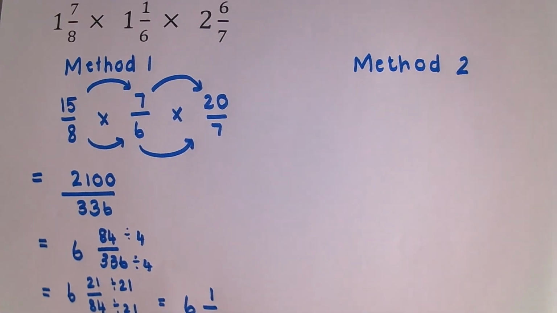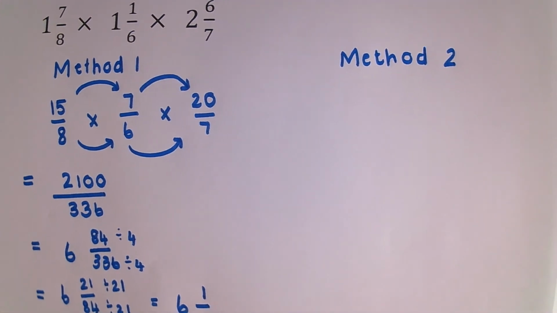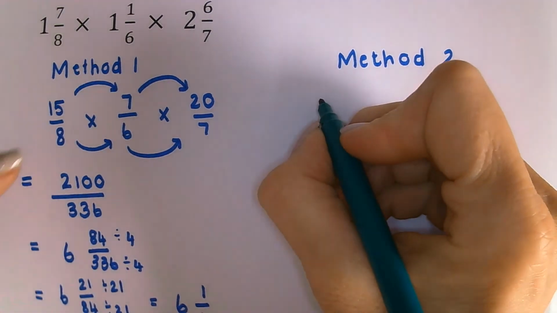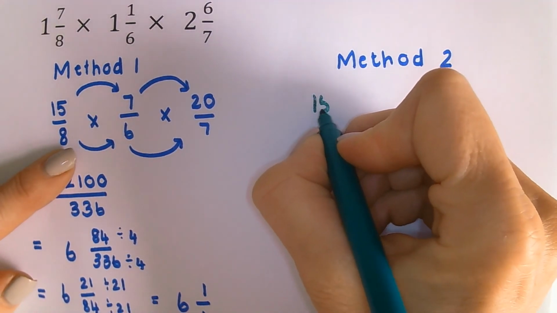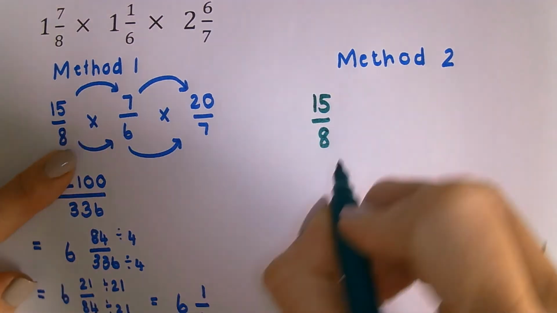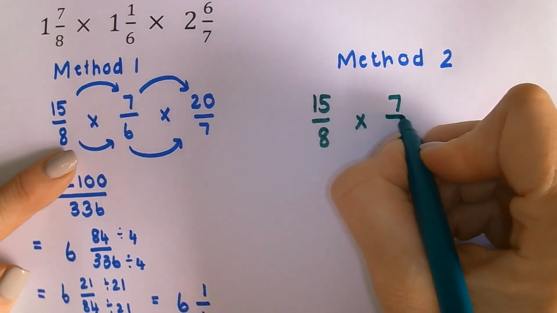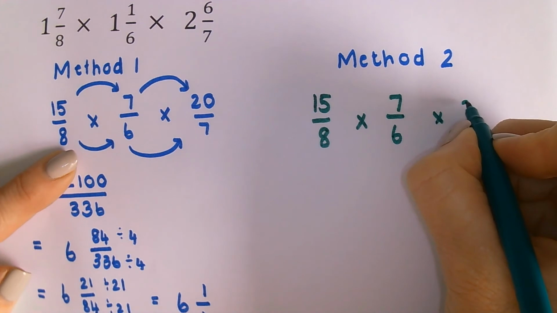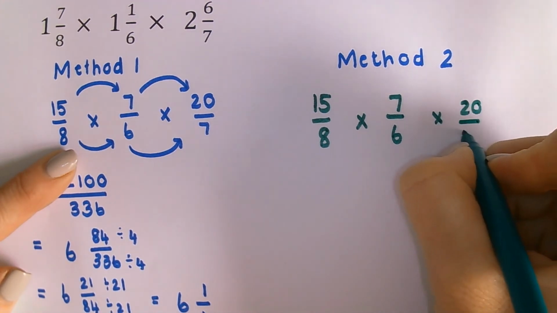This is why I want to show you method number 2, because you're going to see how much better and faster this method is. It's much quicker and it's easier. This is quite exciting for me because I know this is where I can change your mind about which method to choose. So let's go with this again. We know we have to change the mixed number over to improper, so that's 15 over 8. We know we're going to get 7 over 6, and we know we're going to get 20 over 7.